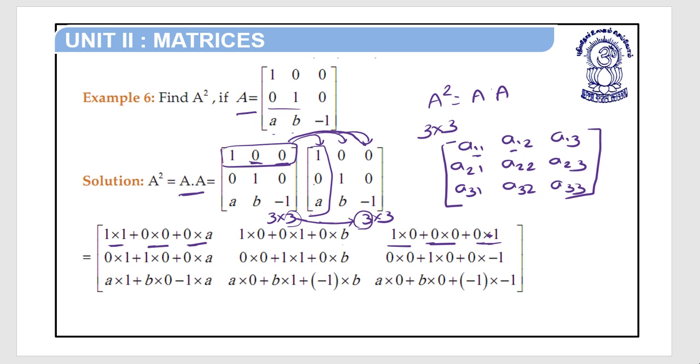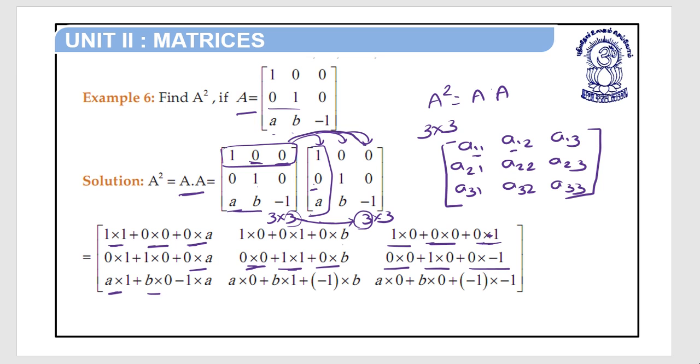Now second row, first column, second row, second column, second row, third column. Second row is 0 into 1 plus 1 into 0 plus 0 into a. For second row and second column, 0 into 0 plus 1 into 1 plus 0 into b. For second row, third column, 0 into 0 plus 1 into 0 plus 0 into minus 1. Now third row, first column.